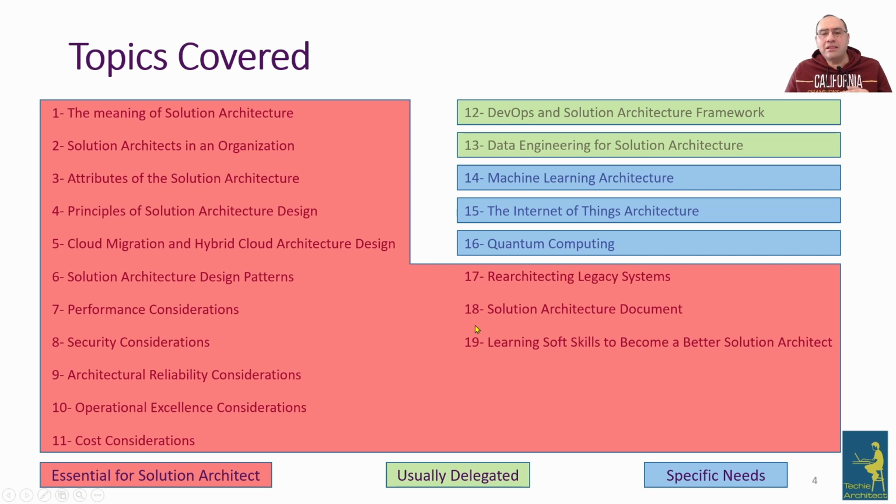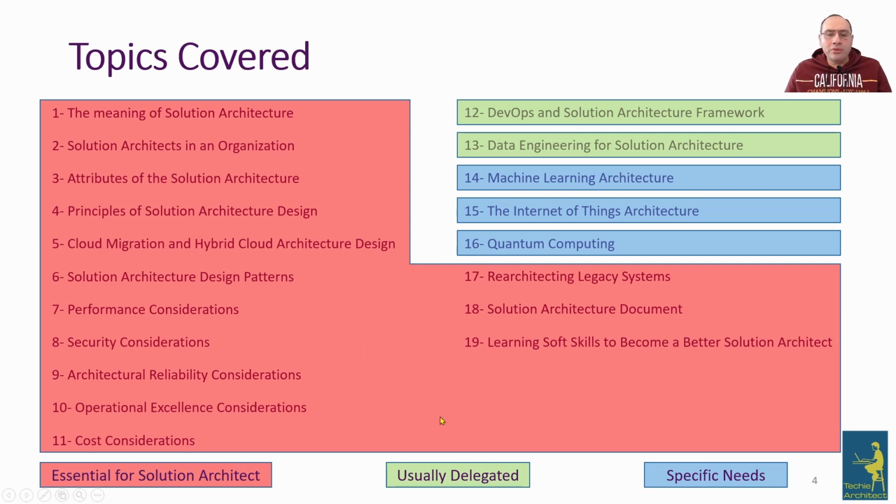Chapter 18 is dedicated to the solution architecture document, its structure, and what you need to include in it in order to show your work and to be able to communicate your work to various team members in your project. And chapter 19 is related to soft skills, which is very, very important for any solution architect. So the first, red category is, from my point of view, classified as essential for any solution architect.